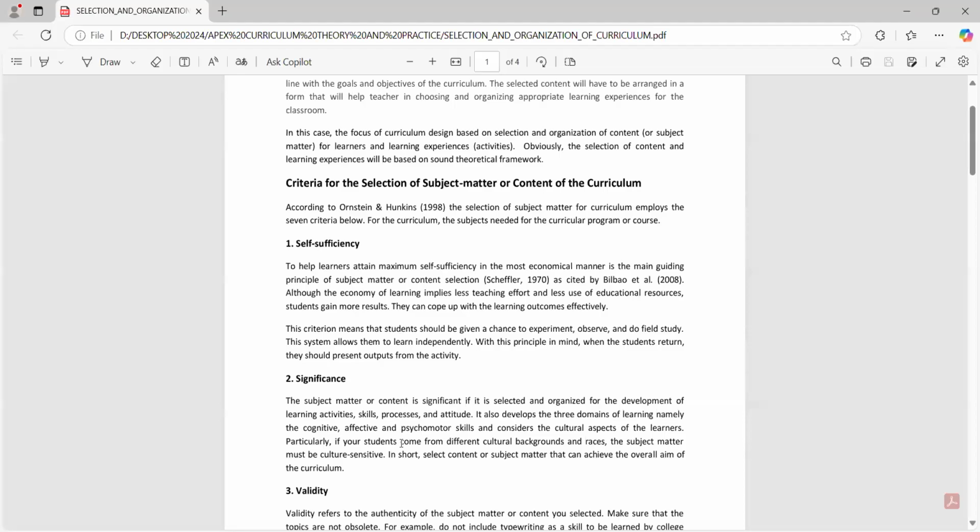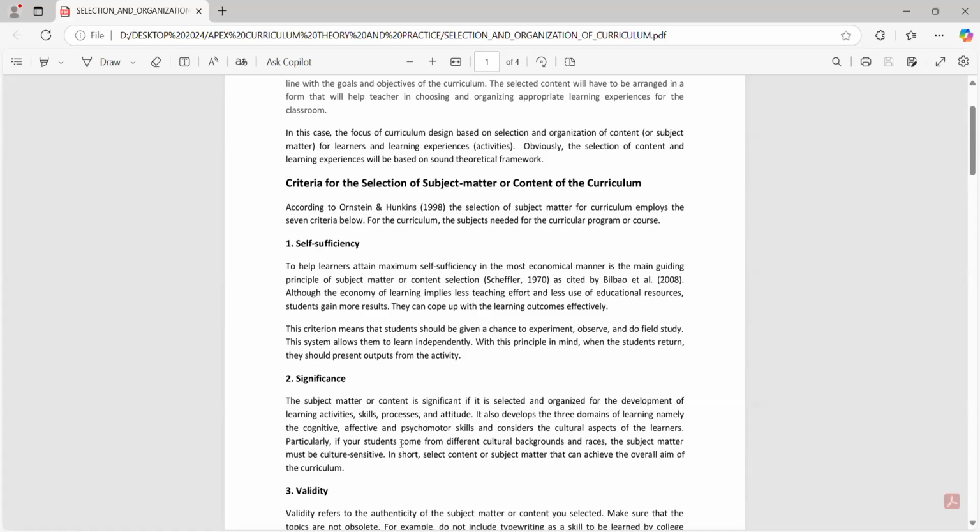To help learners attain maximum self-sufficiency in the most economical manner is the main guiding principle of subject matter or content selection, as cited by Bill Beo, ETL. Although the economy of learning implies less teaching effort and less use of educational resources, students gain more results. They can cope up with the learning outcomes effectively.